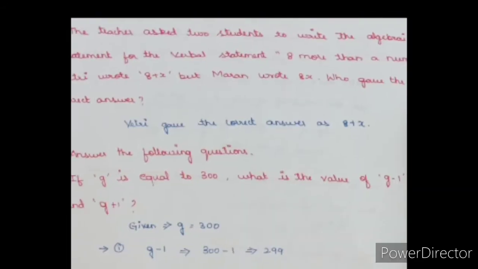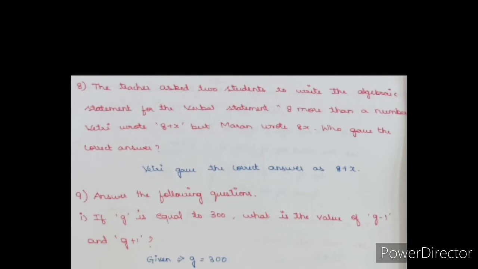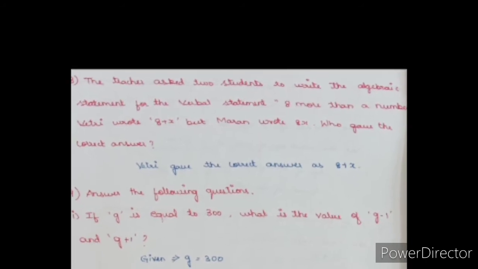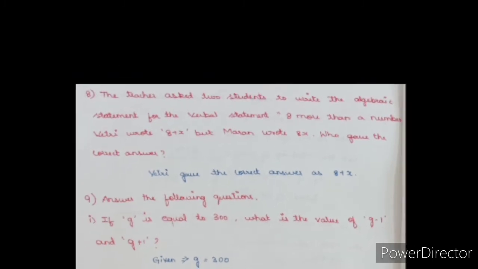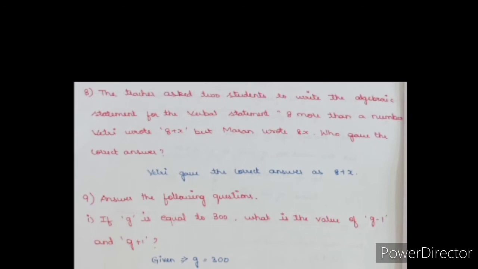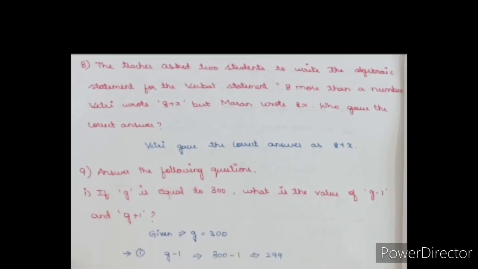8th question. The teacher asked 2 students to write the algebraic statement for the verbal statement 8 more than a number, and Vetri wrote 8 plus x but Maran wrote 8x. Who gave the correct answer? So 8 more than a number means more, it shows it is an addition symbol. So who has written the correct answer? Yes, it is Vetri. So Vetri gave the correct answer as 8 plus x.